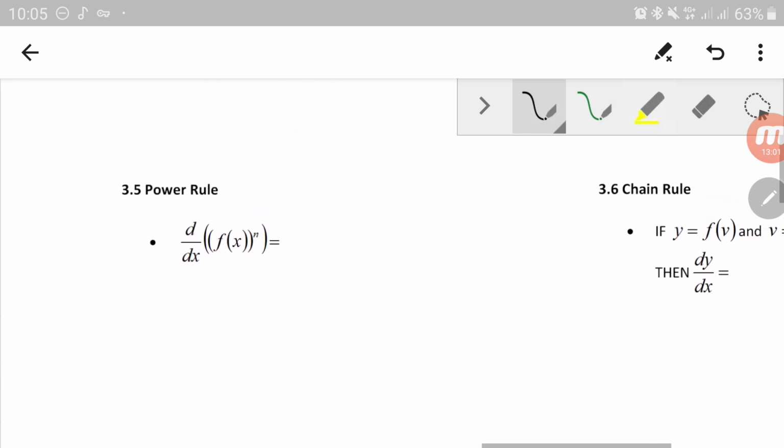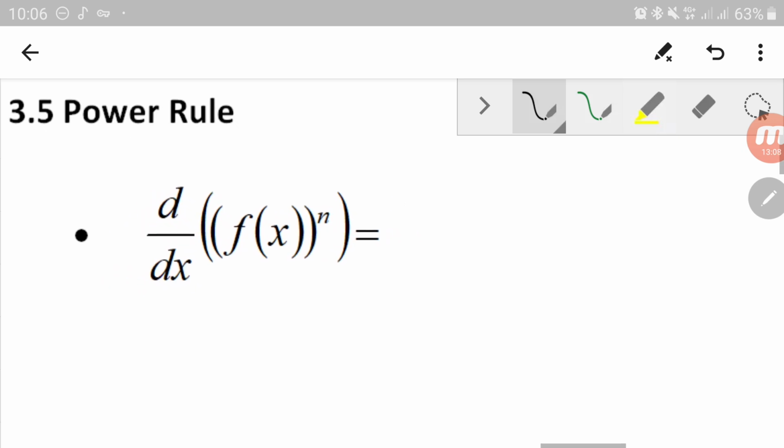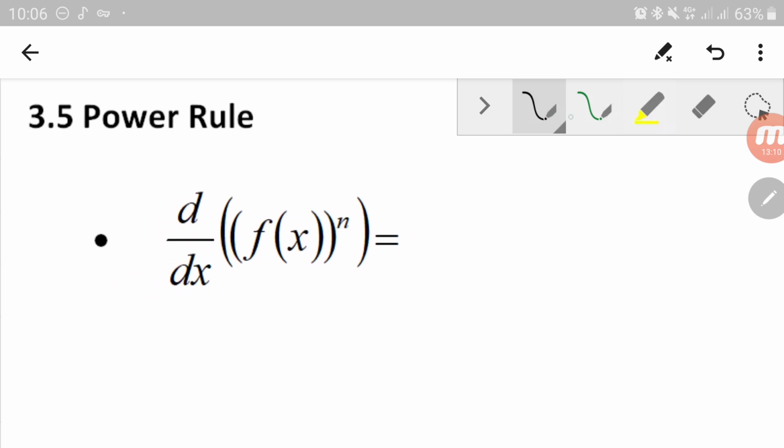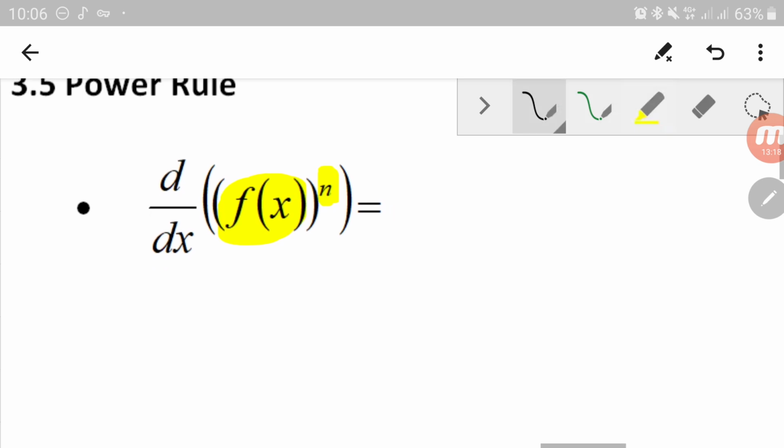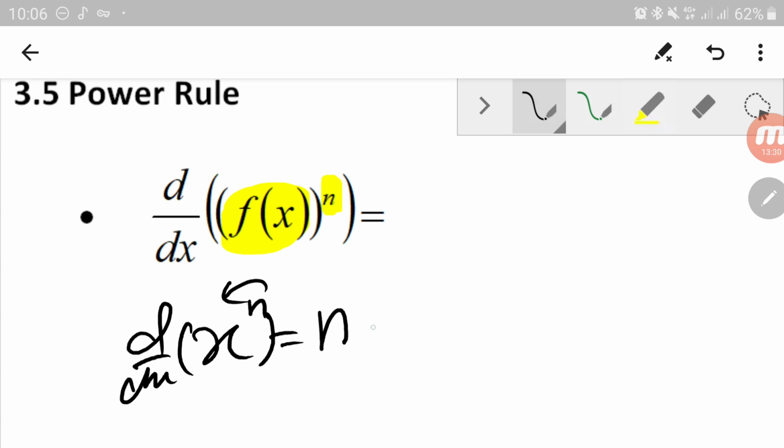Okay. Next is the power rule. The power rule is the one that I've just demonstrated to you guys, but I'm going to repeat it anyway. The power rule means it must be some function that has a power of n. Actually, the power rule is a basic rule whereby you have x to the power of n, and if you differentiate this in terms of x, what we do is we bring the power in front. So n will be the coefficient, and then we copy and paste the x with the power less by 1.